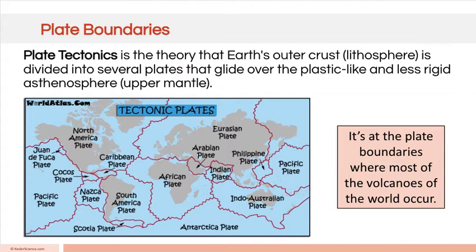Plate boundaries. I'm sure you guys have never heard of this before. Just kidding. Plate boundaries. So plate tectonics is the theory that the Earth's outer crust, the lithosphere, is divided into plates that glide over the plastic-like and less rigid asthenosphere. The plate boundaries where most volcanoes happen are around the Ring of Fire, and we'll get there in our next slide.